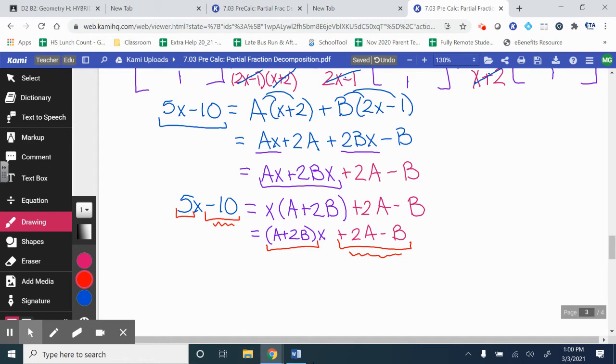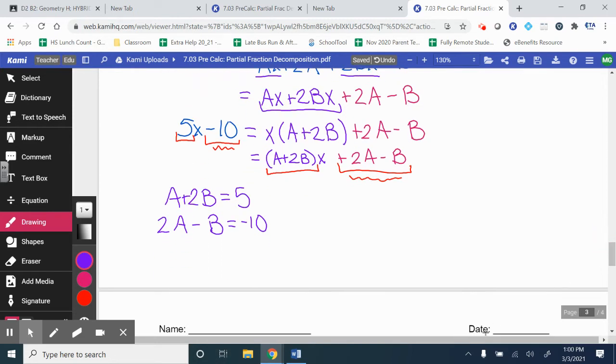So here are my two equations now. In purple, I have a plus 2b must equal my coefficient of x on the left side, which is 5. And then I have 2a minus b. My constants over here in pink have to equal negative 10 because those equations have to stay balanced. Now finally, I have two equations for my two variables a and b. So now I need to solve those.